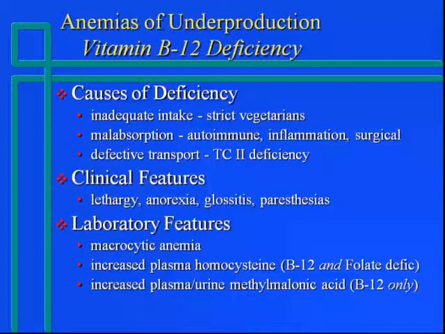This presents with a macrocytic anemia, and the patient may have an increased plasma homocysteine level, which is actually seen in both vitamin B12 and folate deficiency, and an increased plasma and urine methylmalonic acid, which is only seen in the setting of vitamin B12 deficiency.